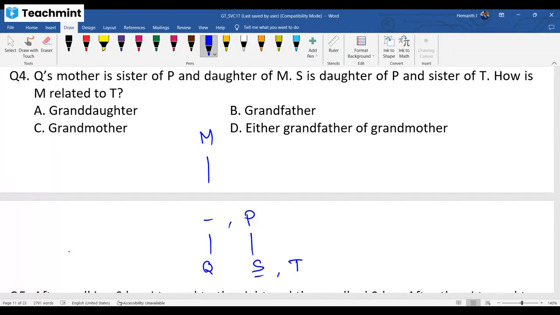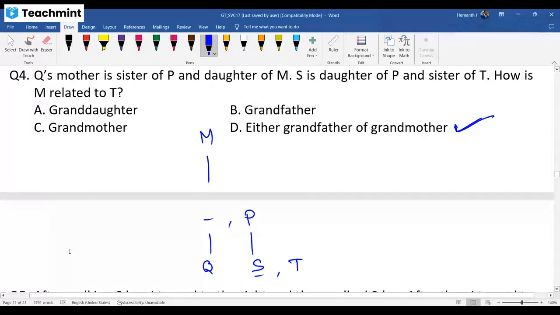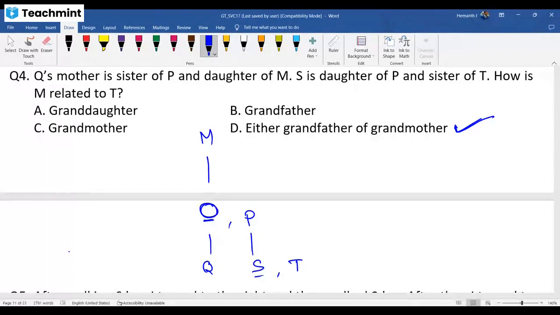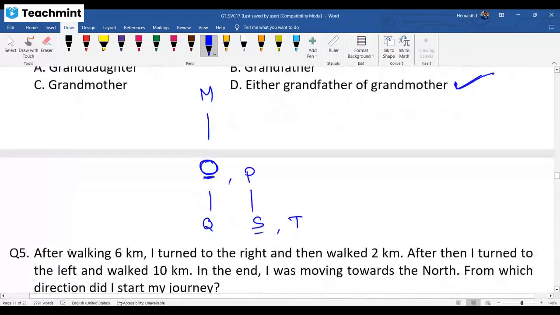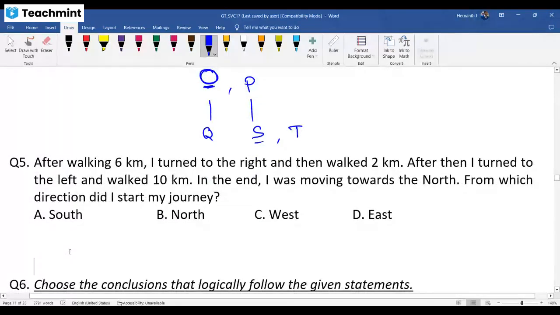How is M related to T? Either grandfather or grandmother. It's either or. I cannot say M is male or female, right? Q's mother is female here, but M may be male or female. Either grandfather or grandmother, like the previous question only. Either uncle or aunt there; this one, either grandfather or grandmother we have to get. Very good. Next, directions related question.